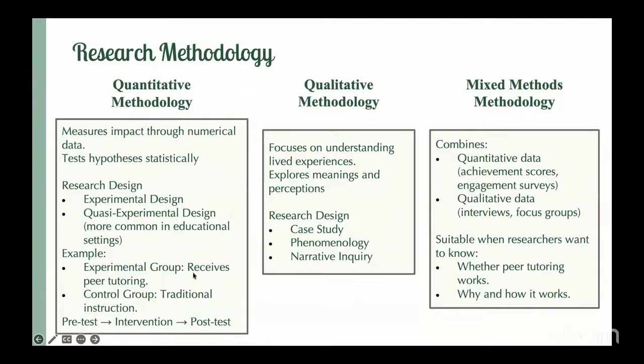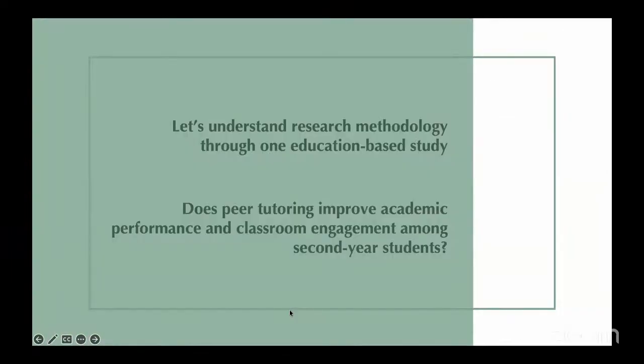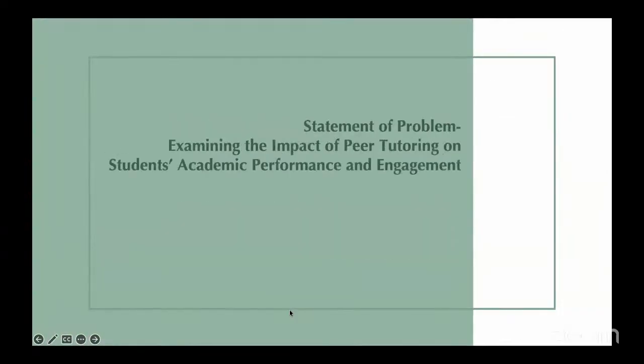So when we want to really know whether peer tutoring works, why and how it works, your quant will not give much of why and how. It will give to what extent, what, and so on. But if you want to know why, how, what are the factors, and so on, you have qualitative. So you blend both quantitative and qualitative to go into a mixed methods methodology, right? So this is the study that we are going to do.